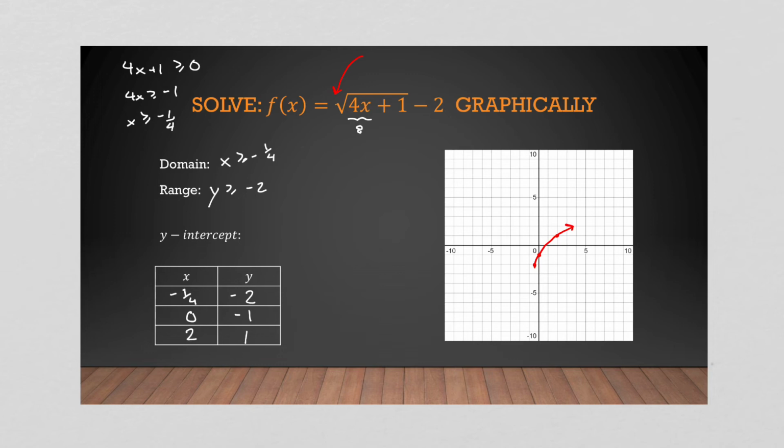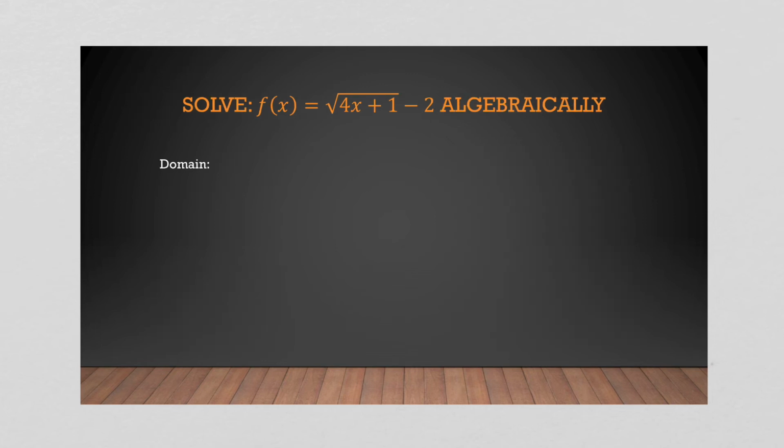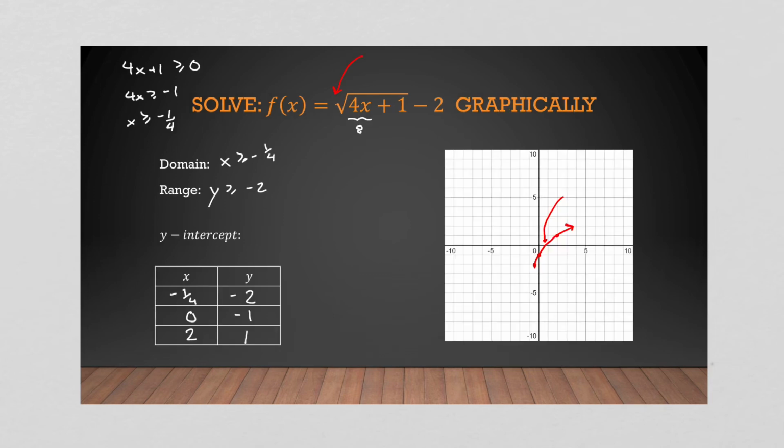So you can find a ballpark solution here. It looks to be slightly less than 1, but it's not really easy for us to calculate graphically. So this would be a scenario where we're going to have to default to algebraically and then go back from there. So what we'll do is solve this algebraically and then compare our answer to our graphical answer here.